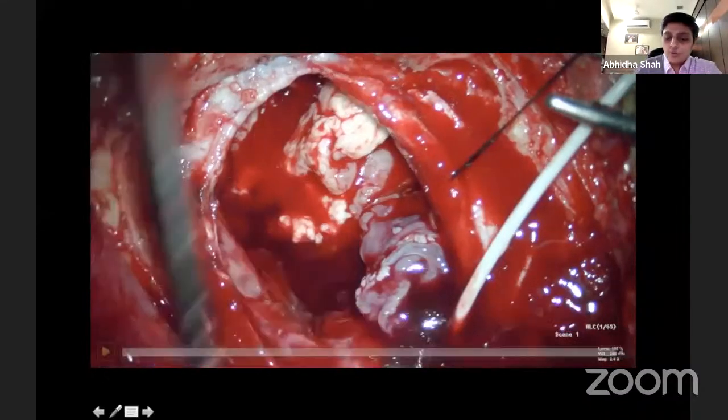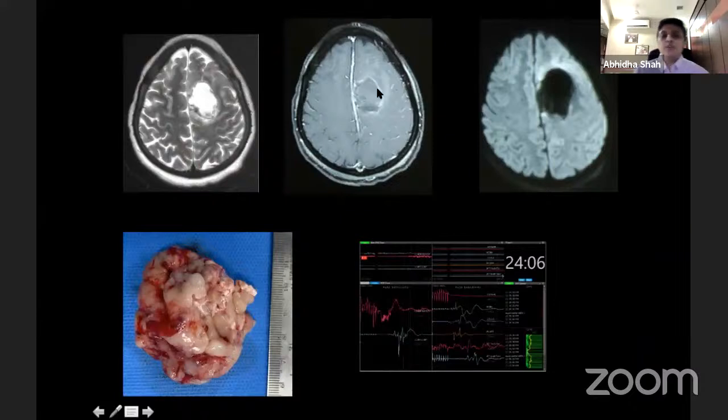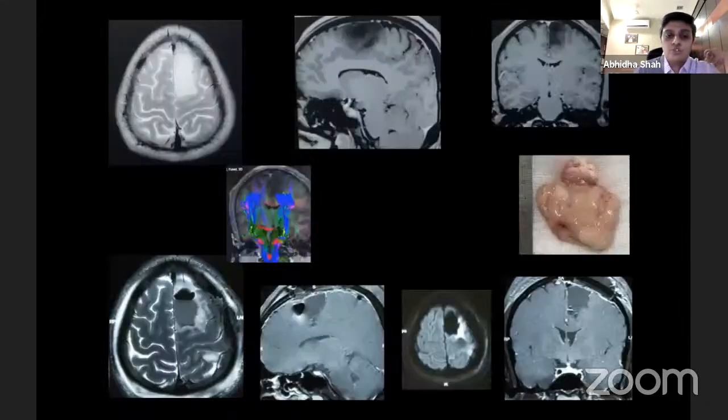And you can see the post-operative image. A supratotal resection of the tumor has been performed. There is no FLAIR signal abnormality. If you see the recordings, the MEPs are completely maintained, and this is the specimen of the tumor, and the patient is doing well without any post-operative deficit.